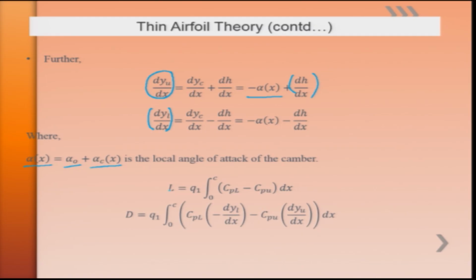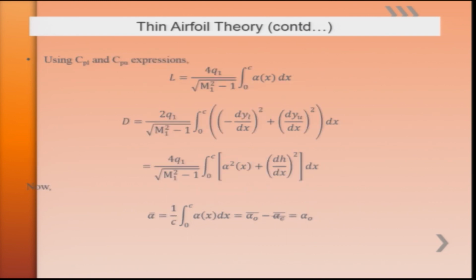That is, I can write down the lift as q1, that is nothing but gamma by 2 p1 M1 squared, that is static pressure multiplied by Mach number squared, times the integral from 0 to c, the entire chord, of (Cpl minus Cpu) dx. Likewise the drag can be written as q1 times the integral from 0 to c of (Cpl times minus dyl by dx, minus Cpu times dyu by dx) dx.